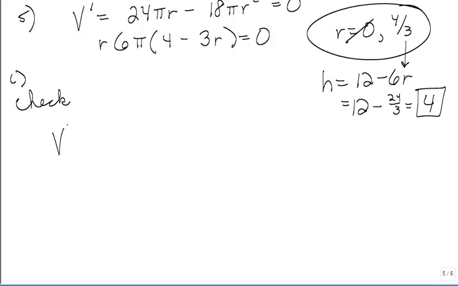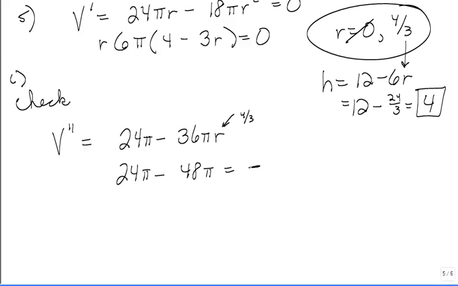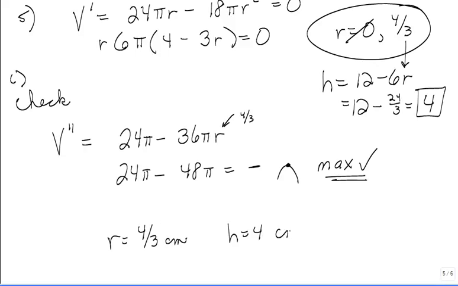That's my last step to make sure it's a max. My second derivative is 24 pi minus 36 pi r. And if I put 4/3 in there, then that's going to be negative, which means at the critical point it's concave down, so I have a max. So make sure you always check it. So the answer is my radius is 4/3 centimeter and my height is 4 centimeters.